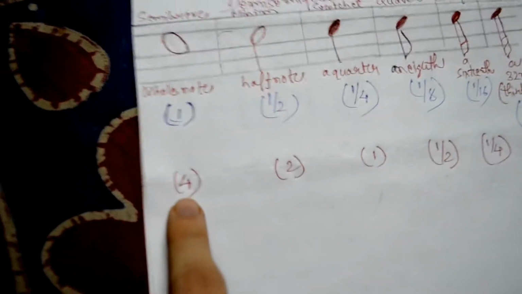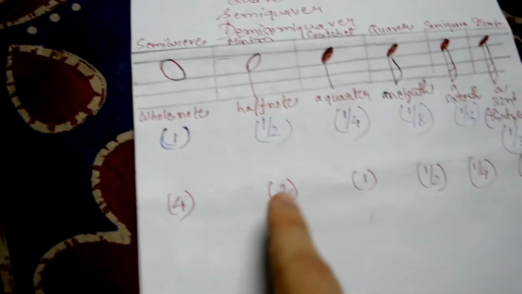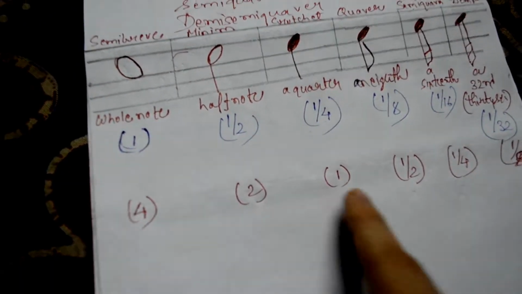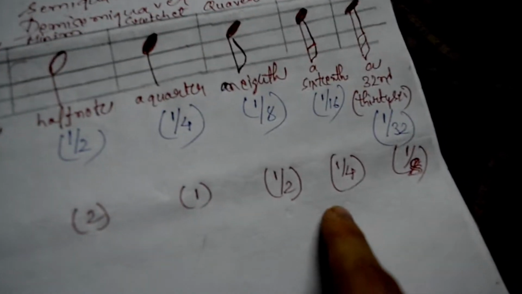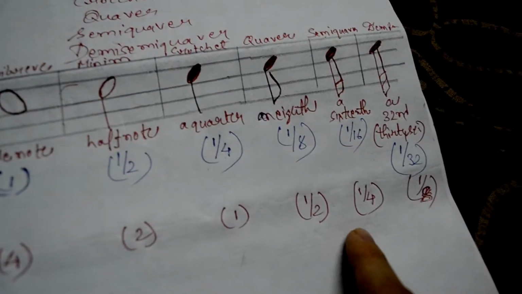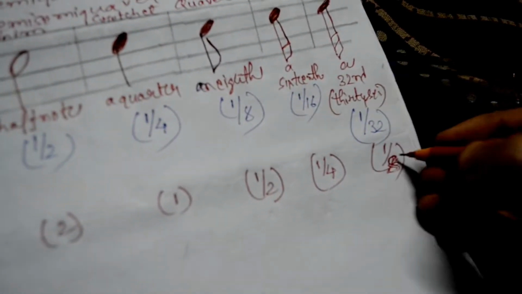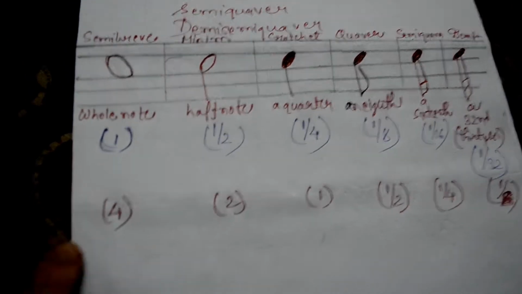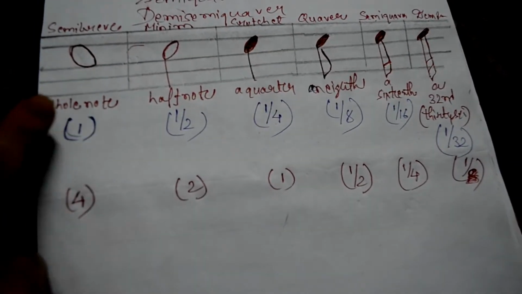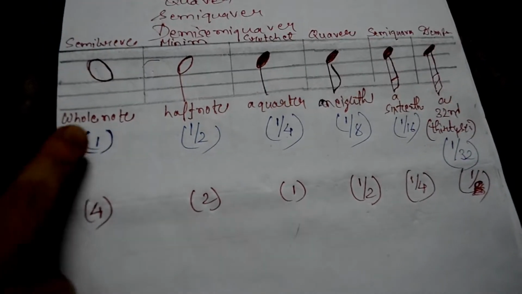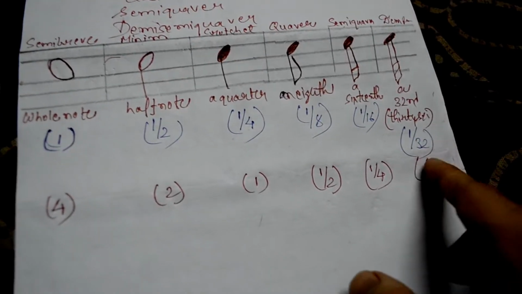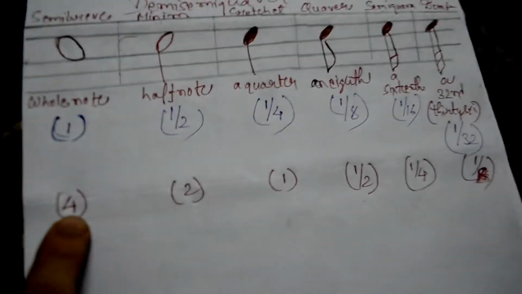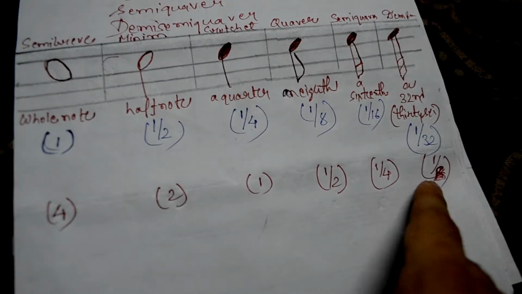So if the value of the whole note is 4, then the half note or minim will be 2. For crochet it will be 1. For quaver it will be half. For semiquaver it will be 1/4, and for demi-semiquaver it will be 1/8. So there are two ways you can take this. If you take the whole note as 1, then the demi-semiquaver with respect to the whole note will be 1/32, and if we take the whole note as 4, then the demi-semiquaver will be 1/8.